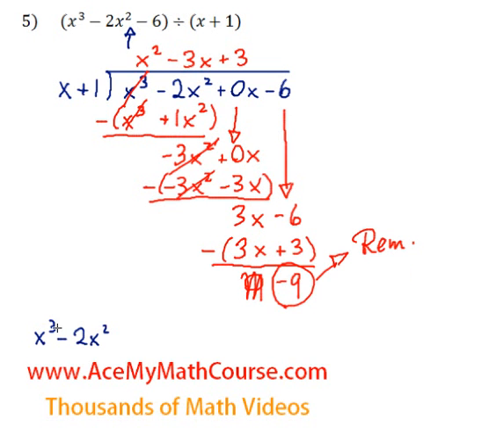Now let's just write the division statement. So we have x cubed minus 2x squared minus 6 equals x plus 1 times x squared minus 3x plus 3, which is the quotient, plus the remainder of negative 9. So we can essentially just subtract 9, because when we add a negative number, that's equivalent to subtracting it. And that's it.